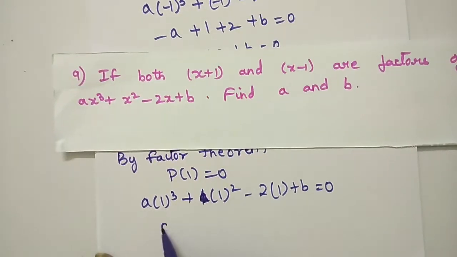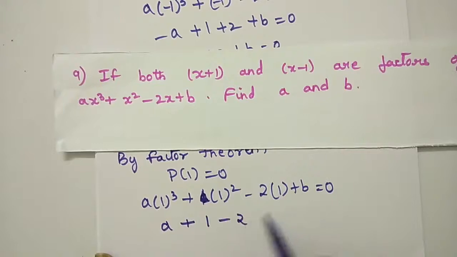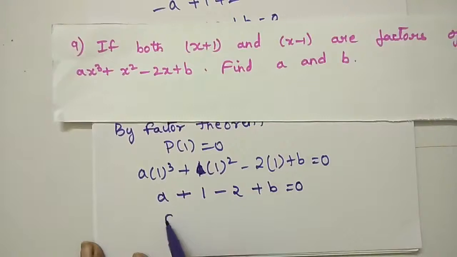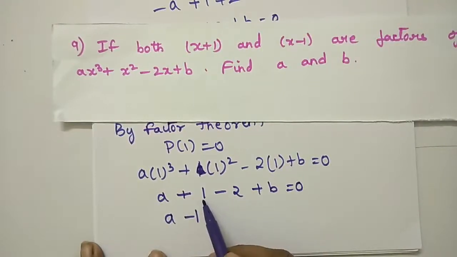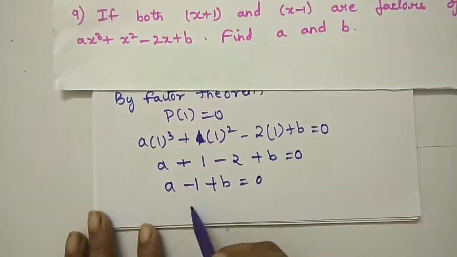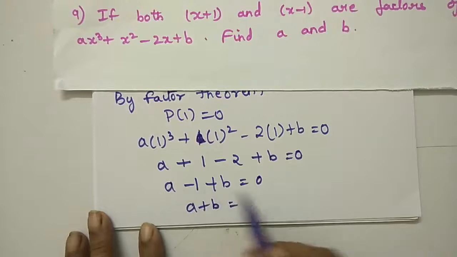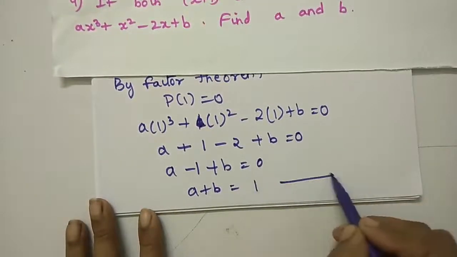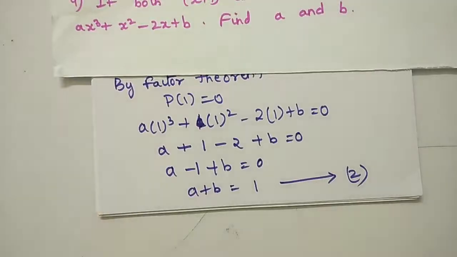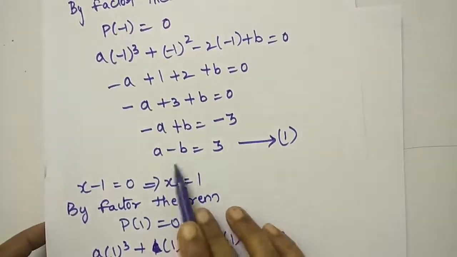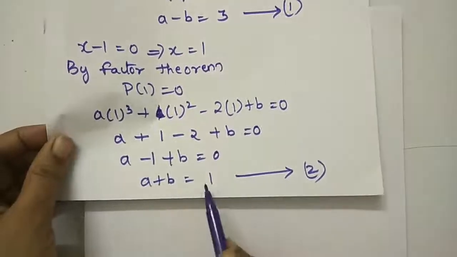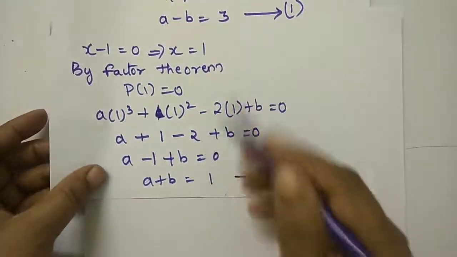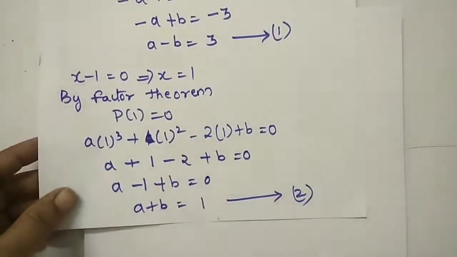So this becomes a. 1 whole cube is nothing but 1, is it not? Plus 1 minus 2, 2 into 1 is 2, plus b equal to 0. So a minus 1 plus 1 minus 2 is nothing but minus 1, plus b equal to 0. So a plus b equal to minus 1, and going to the right hand side becomes 1. Let it be equation 2. We got two equations, a minus b equal to 3 and a plus b equal to 1. You should solve these two equations to get the value of a and b.